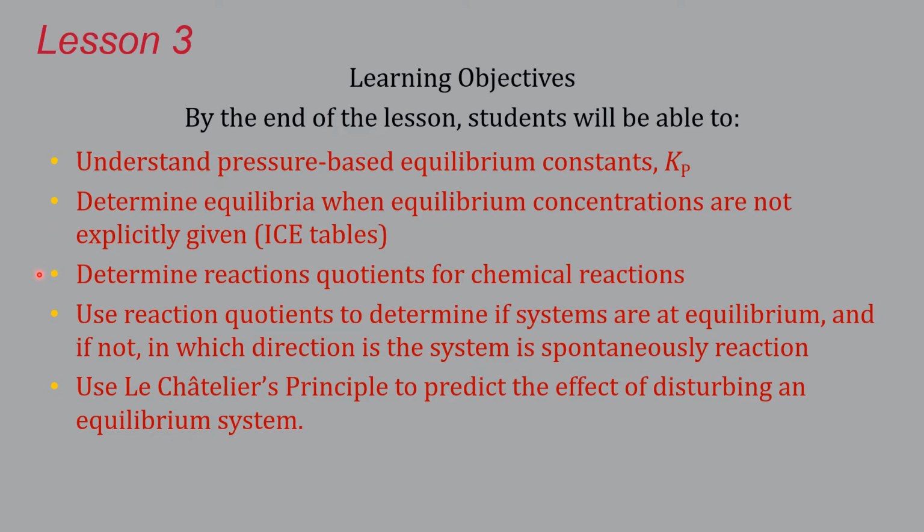We're going to develop this new quantity called a reaction quotient, and it's going to tell us if systems are at equilibrium, and if they're not, which way they're reacting, and then use Le Chatelier's principle to figure out what happens when you actively disturb an equilibrium.